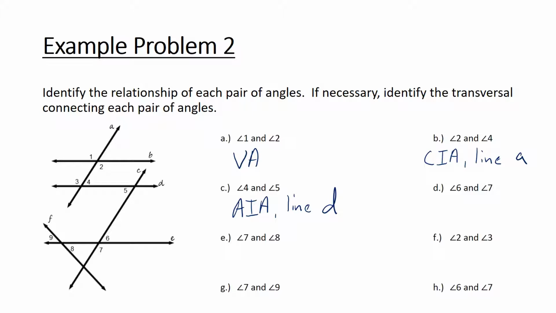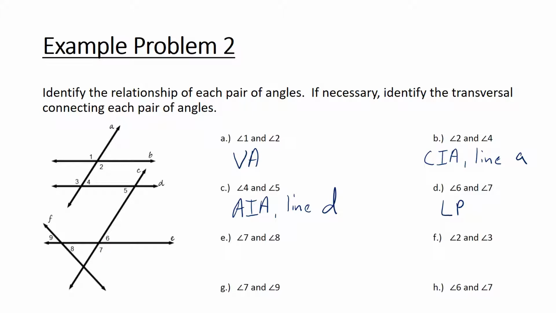Next, we'll look at angles 6 and 7. In this case, they're not connected by a transversal, but they're adjacent and create a straight line. So remembering from our review, these are a linear pair, abbreviated with the LP. Linear pairs do not require a transversal, so in this case, there's no need to identify a transversal.